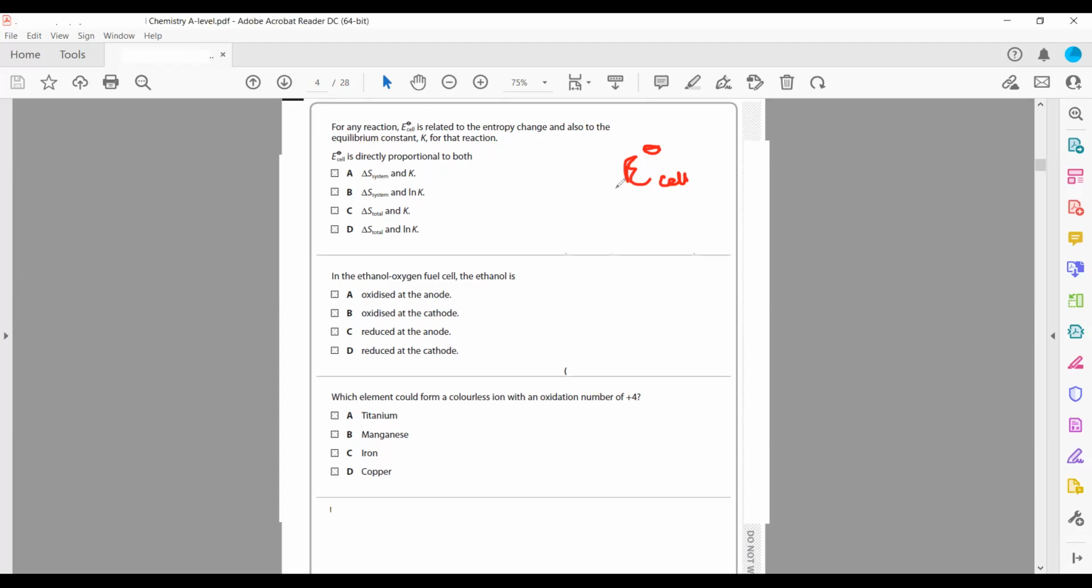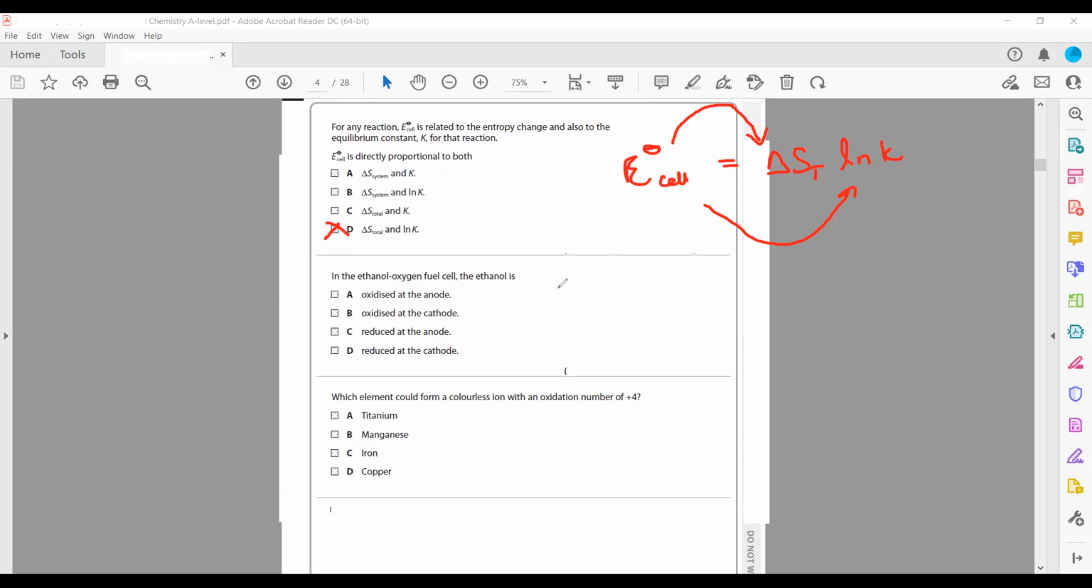So the electrode potential of a cell, or the cell voltage, is directly proportional to both, because the formula is E equals total entropy and ln K. So it means if the total entropy increases, the cell voltage will also increase. If ln K increases, the cell voltage will also increase. It's not directly proportional to K, it is ln K. If ln K is doubled, the value of cell voltage will be doubled. So that's why D is the right answer.